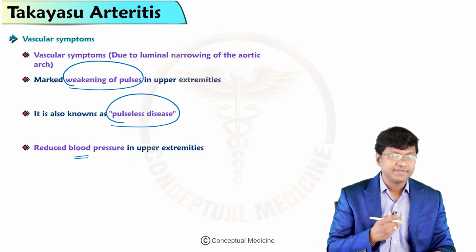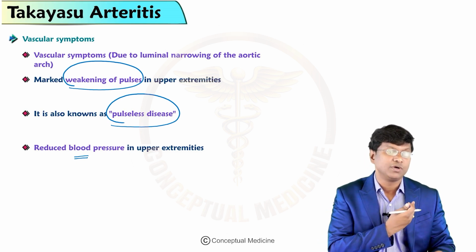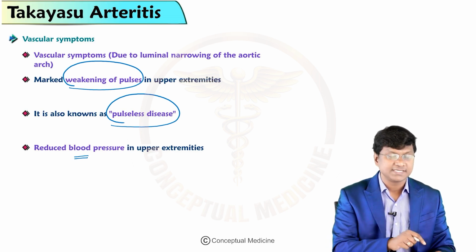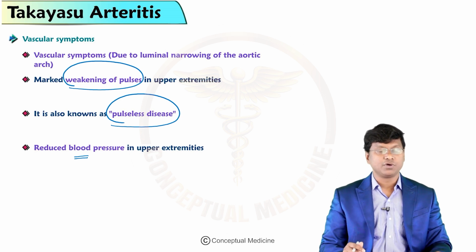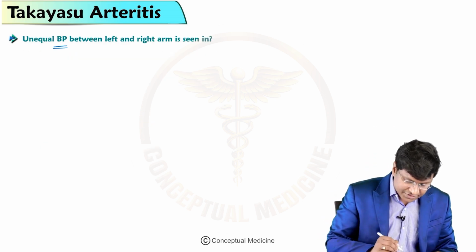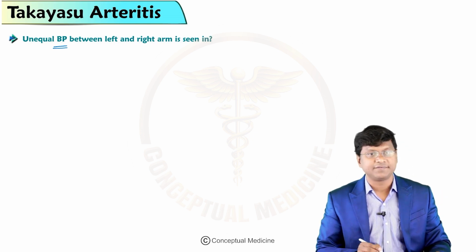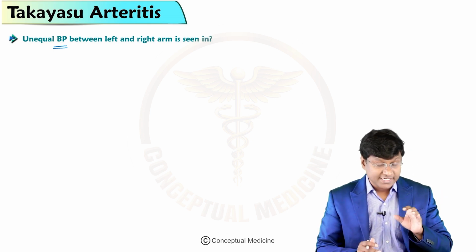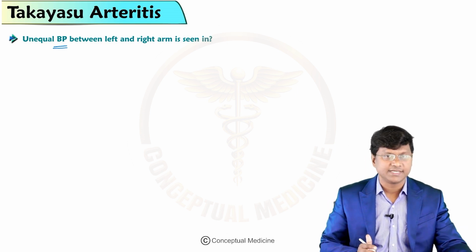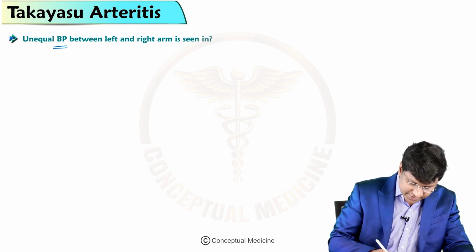For example, if the inflammation is present only on the left subclavian artery, then the blood pressure of the left upper limb will be less than that of the right upper limb. So that will result in what is called unequal blood pressure between the right as well as the left arm. But there are many other conditions where you have unequal blood pressure between the right as well as the left arm. Now let me tell you the examples, right?